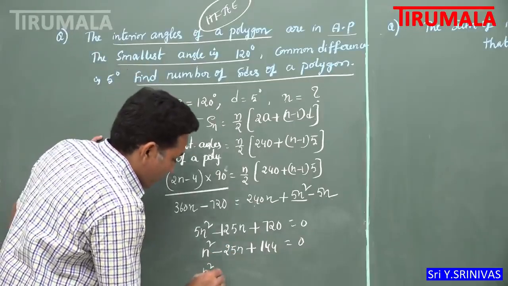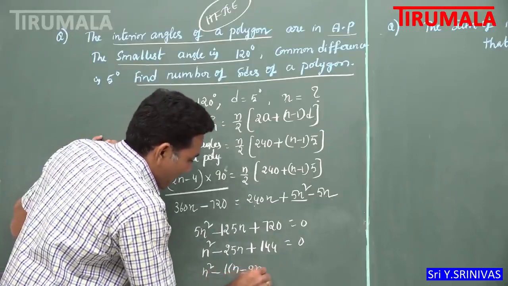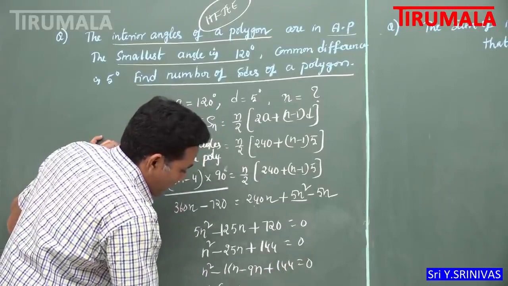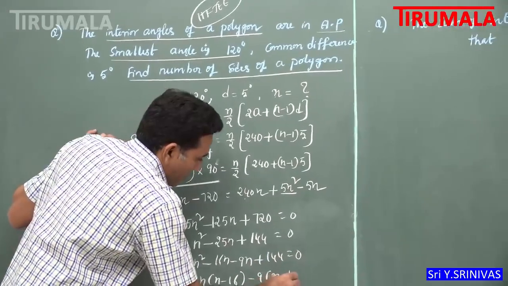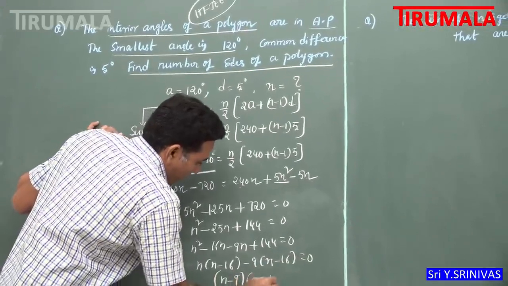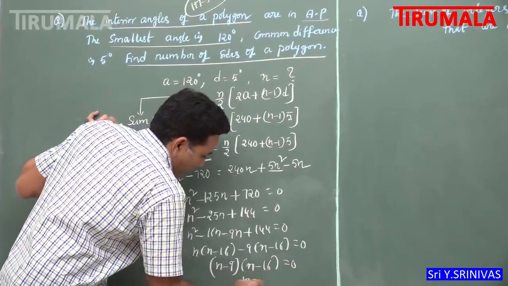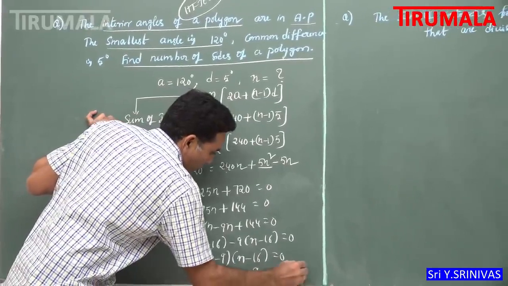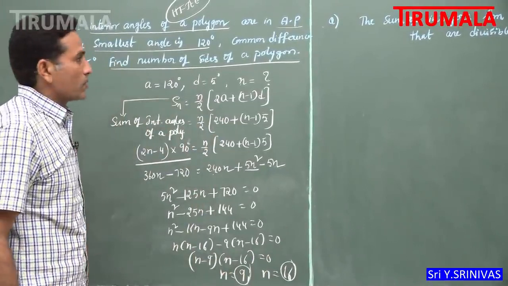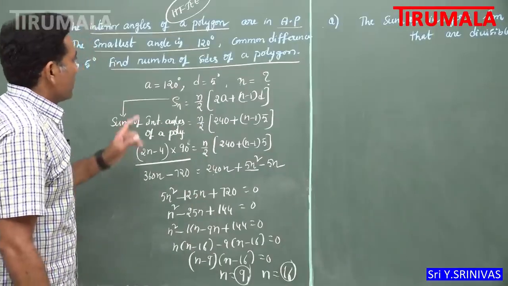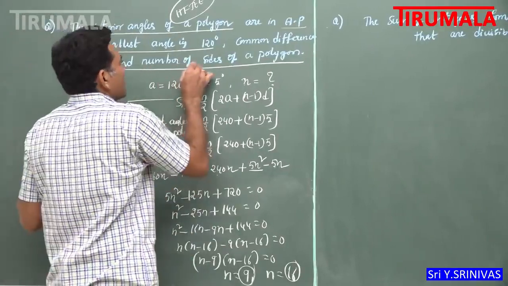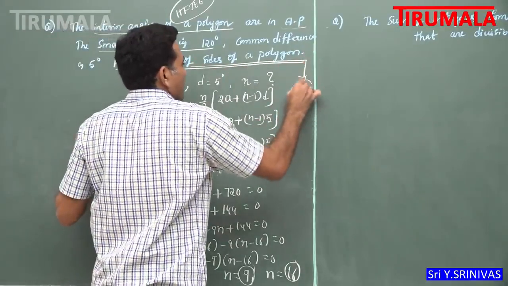Now factorize: n square minus 16n minus 9n plus 144 equal to 0. n into (n minus 16) minus 9 into (n minus 16) equal to 0. (n minus 9) into (n minus 16) equal to 0. n equals 9 and n equals 16. But the correct answer is 9. What is the correct answer? The number of sides of the polygon is 9.